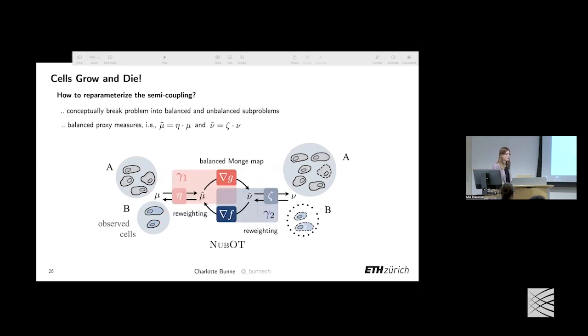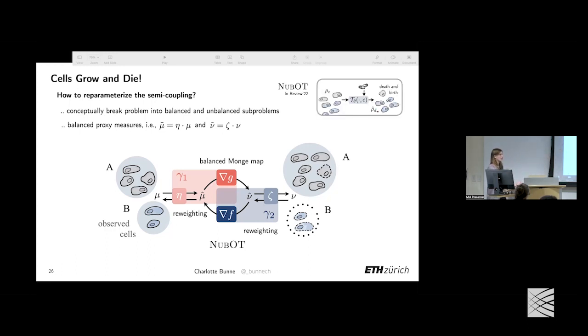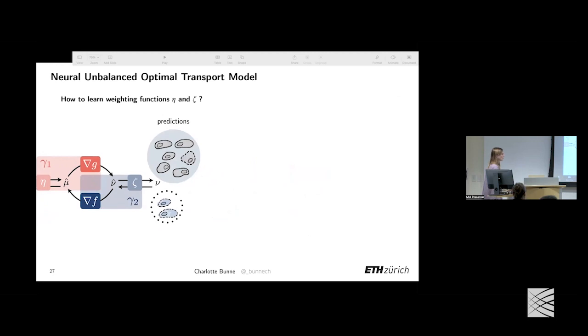We train this because it's very difficult to parameterize these semi-couplings directly. We do so by breaking the problem into an unbalanced and a balanced subproblem, where we have a balanced morph map in between. These semi-couplings are then parameterized via weighting functions, eta and zeta, and the morph map. This is something currently in review. The balanced morph map itself is still parameterized and learned very similarly to what we've seen before. So let's just focus on how we actually learn these scaling functions, these reweighting functions.